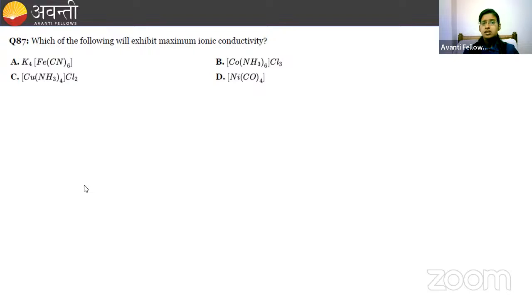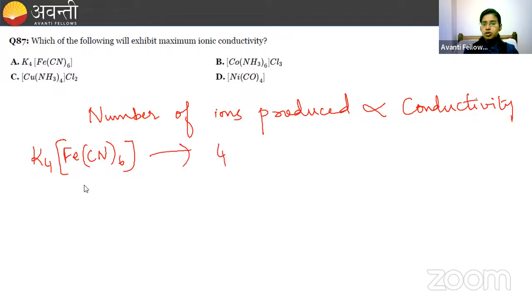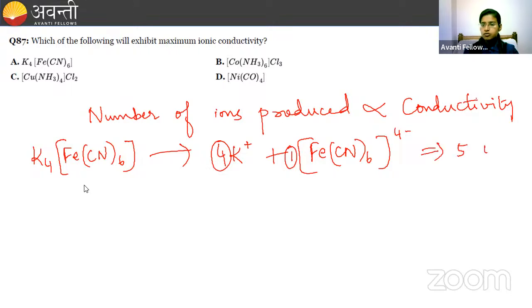Now coming to question number 87. Which of the following will exhibit maximum ionic conductivity? The one which is producing more number of ions will have the maximum conductivity. The number of ions produced is directly proportional to the ionic conductivity. So now we have to check the number of ions produced in each case. In case of K4[Fe(CN)6], the ions produced are 4 K plus and [Fe(CN)6] 4 minus. There are 4 cations and only 1 anion, so the total number of ions produced is 5 ions.